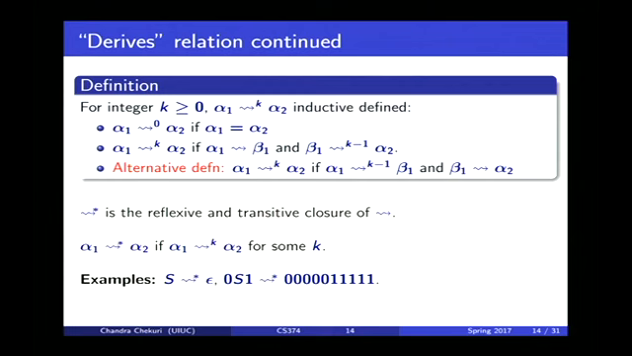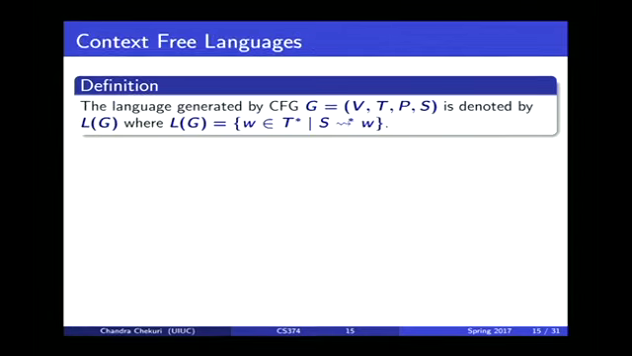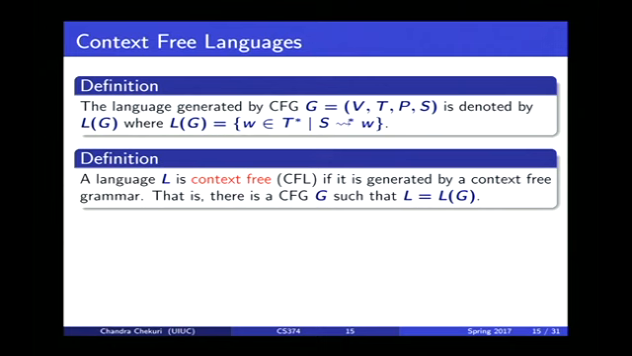And then once we have this notion, what is the language generated by the grammar? It's what we have intuitively seen: all the strings of terminals in T star which can be derived from the start symbol. Any string in T star that can be derived from the start symbol is part of the language, and only those are. Does that make sense? Questions? Okay. And a language is context free if there is a grammar which generates that language.